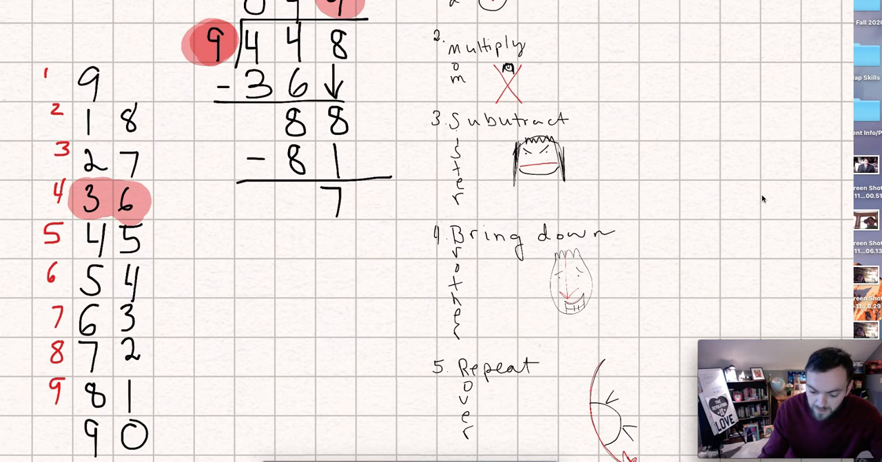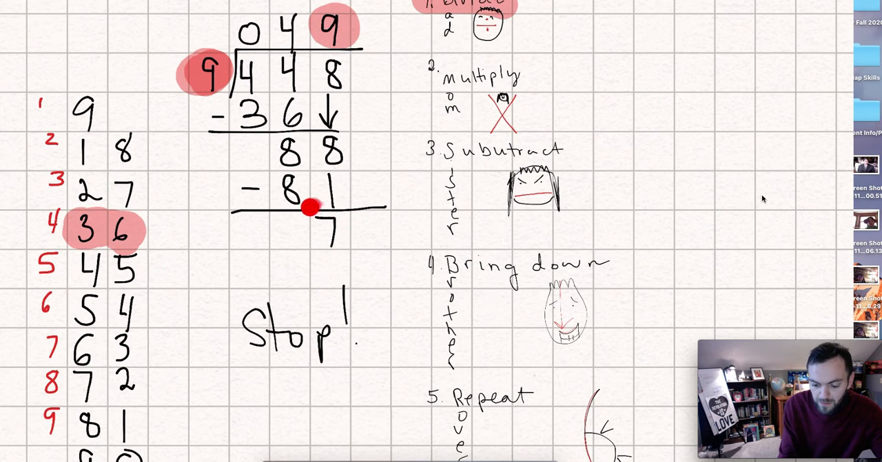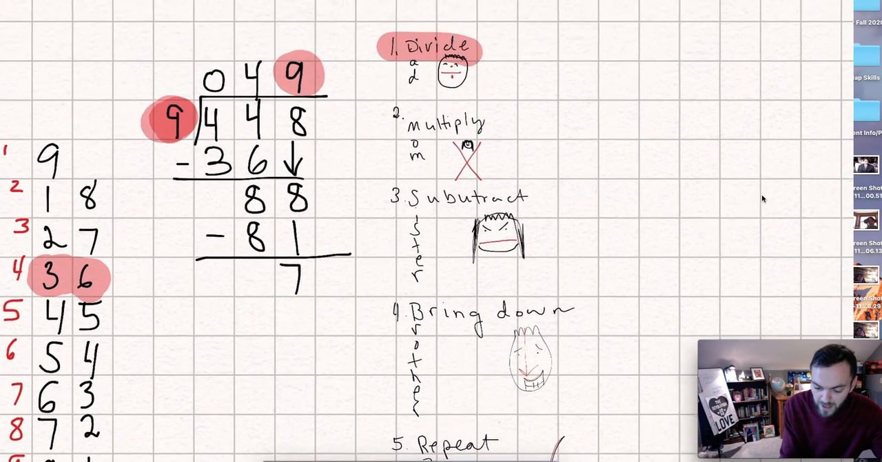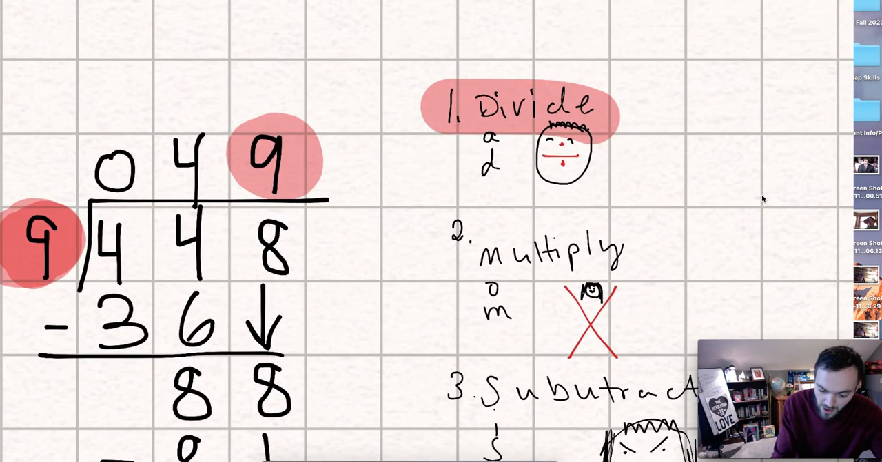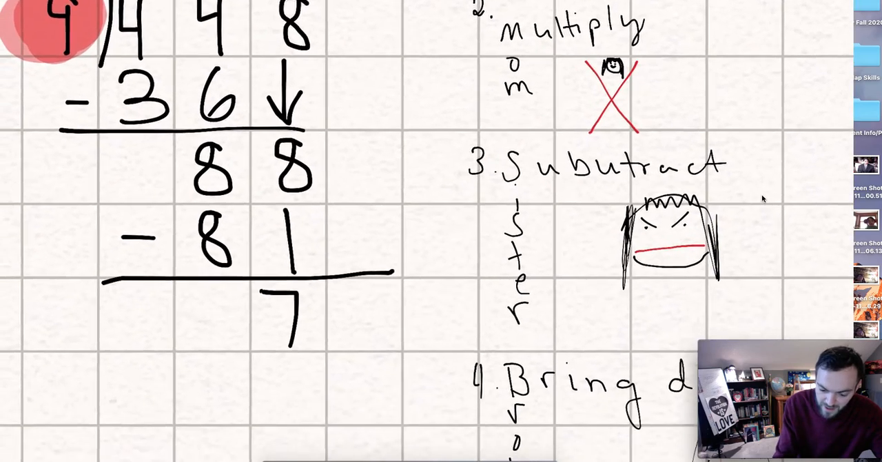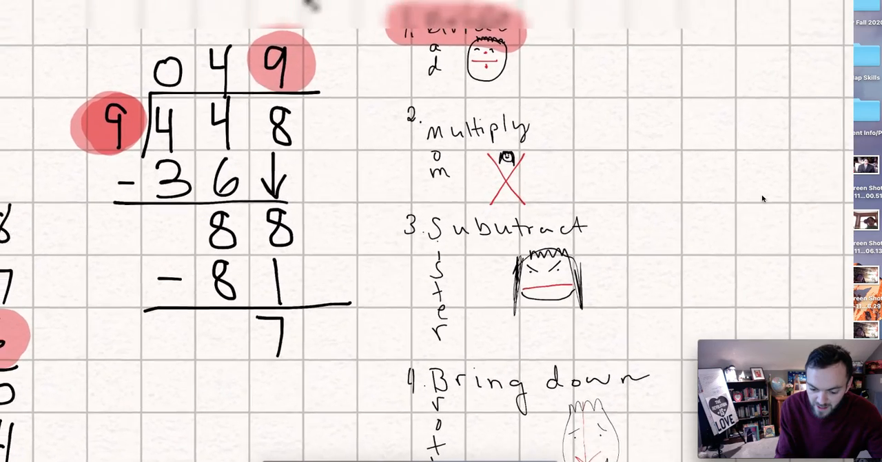Step 4, bring down. Is there anything to bring down over here? There is nothing to bring down, which means I need to stop. But I still have something left over, something remaining. And the thing that remains we call the remainder. How do we write the remainder? We write that with the letter R. Let's go ahead and write that down. R. And how much was left over? That would be 7. There's 7 left over.